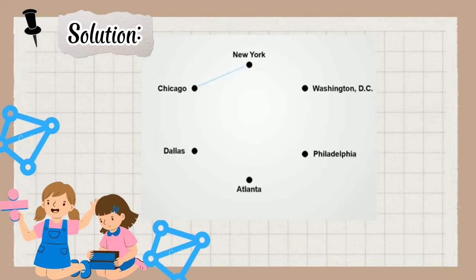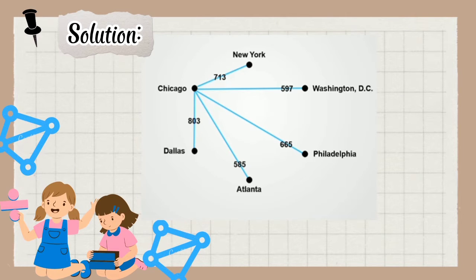So from Chicago to New York, we will connect dots so its weight is 713. From Chicago to Washington DC, that is 597. From Chicago to Philadelphia, that is 665. From Chicago to Atlanta, that is 585. From Chicago to Dallas, that is 803.